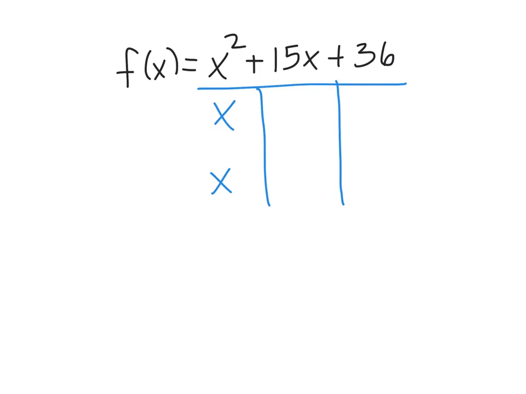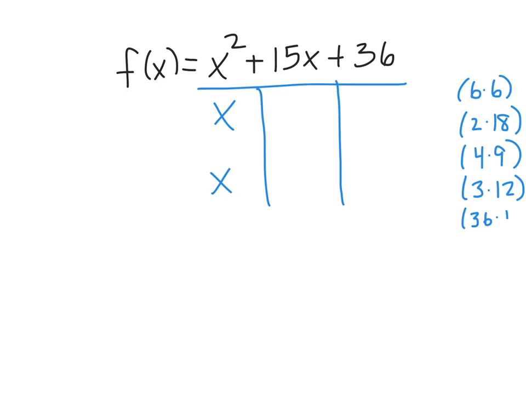Okay? So I have 6 times 6. I have 2 times 18. I have 4 times 9. We have 3 times 12. 36 times 1. And I believe that's it. At least whole numbers, right?